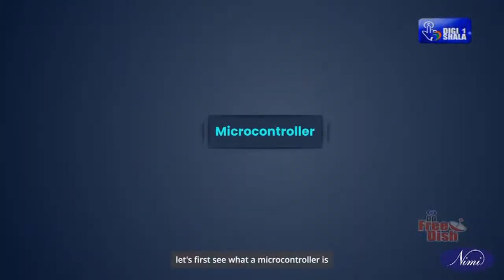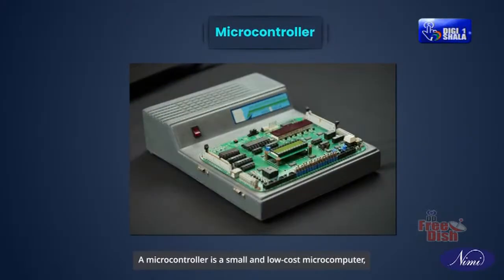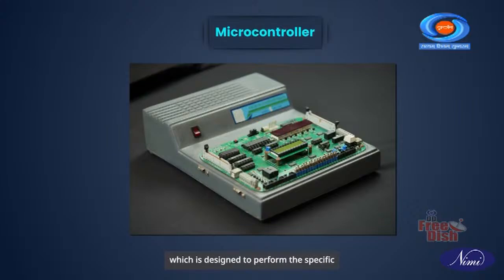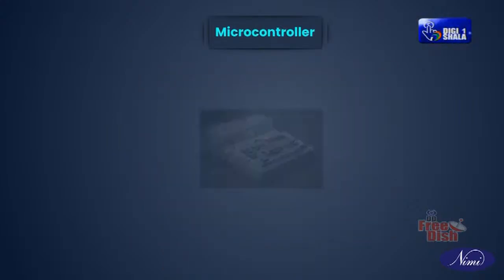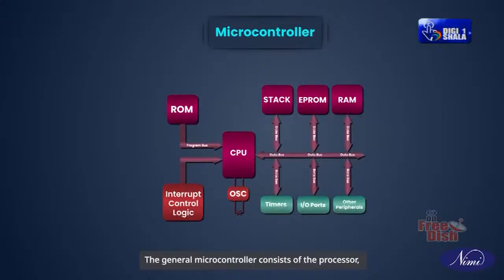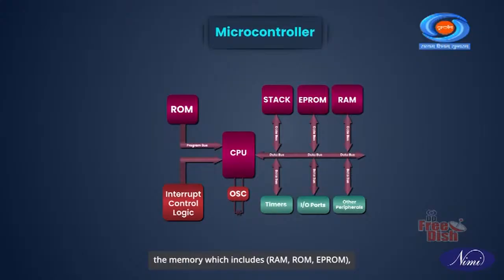Let's first see what a microcontroller is. A microcontroller is a small and low-cost microcomputer which is designed to perform the specific tasks of embedded systems. The general microcontroller consists of the processor, the memory which includes RAM, ROM, EEPROM, serial ports, peripherals like timers, counters, etc.